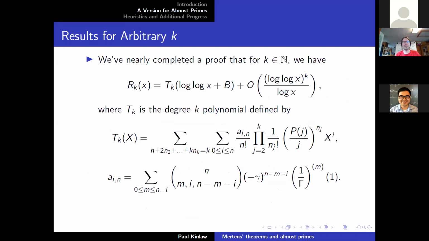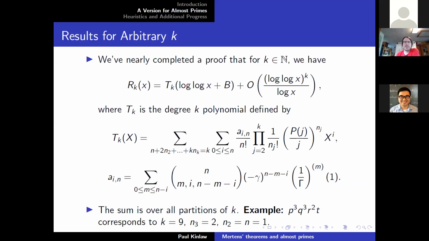So we have nearly completed a proof for the general case of k. So R_k of x is a degree k polynomial in double log x. And then it can be shifted, so it's double log x plus b, plus an error term that tends to 0. And here's a formula for the polynomials. So we have an expression similar to Tenenbaum's theorem, but it also involves combinations here with the prime zeta function depending on the multiplicity of the prime factors. And this first sum is kind of a big index. It's over all partitions of k.